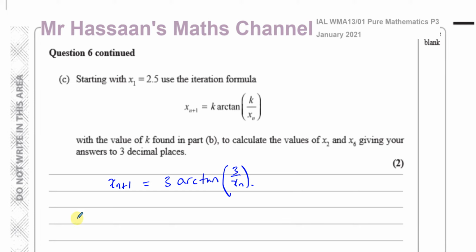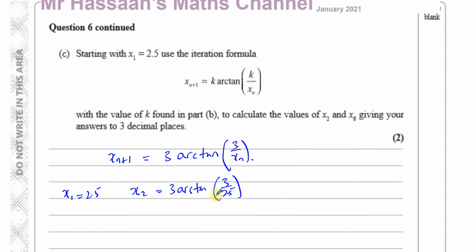So if I start with x1 equals 2.5, now what you need to do is you need to show at least one of these steps. So you have 3 times arctan of 3 over 2.5. So you've got to show that you know what you're doing, that you're putting in for x2, you're putting x1 over there. All right? They want you to find x2, which we can find.